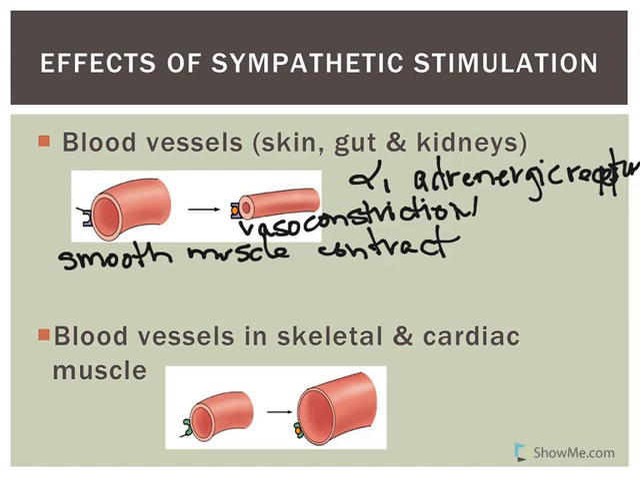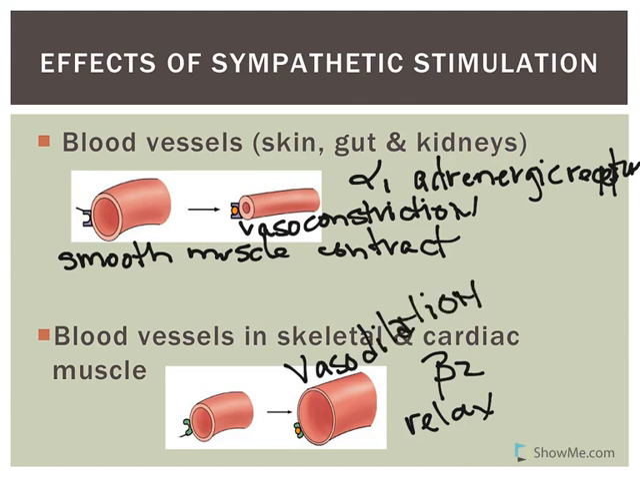But blood vessels found in skeletal muscle and cardiac muscle have beta 2 adrenergic receptors. And so these ones are inhibitory. What it does is cause the smooth muscle to relax, which results in vasodilation. These are protected circulations. So I want you to think logically when you're trying to figure out the effects of the sympathetic nervous system. You're in fight or flight mode.